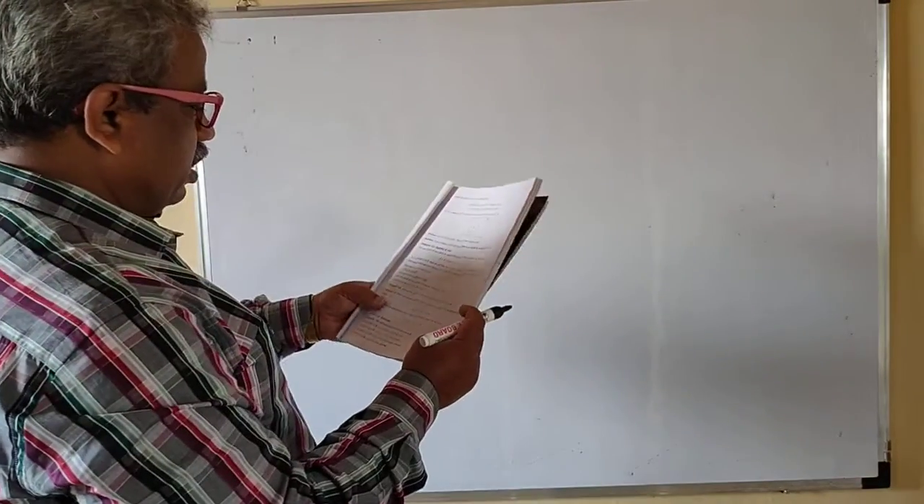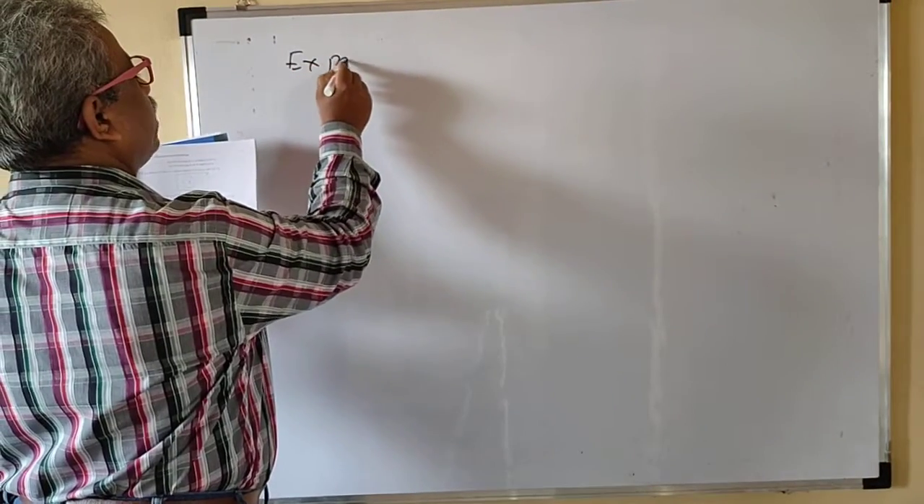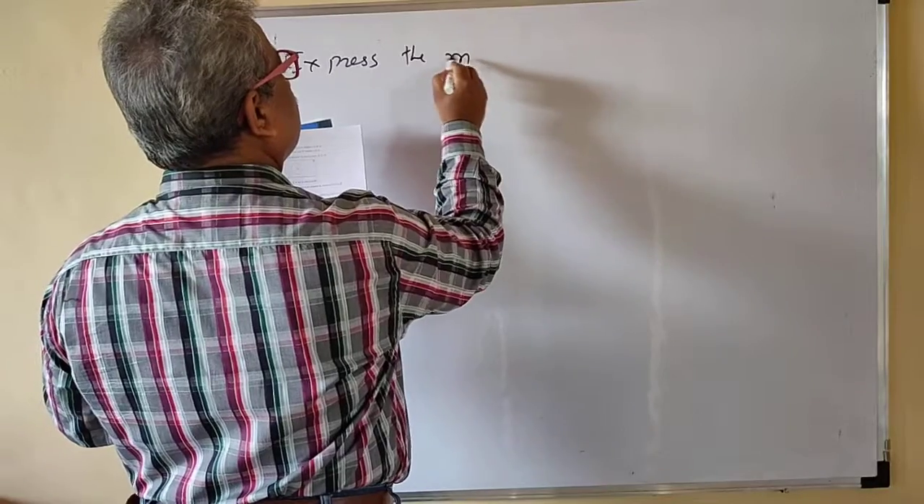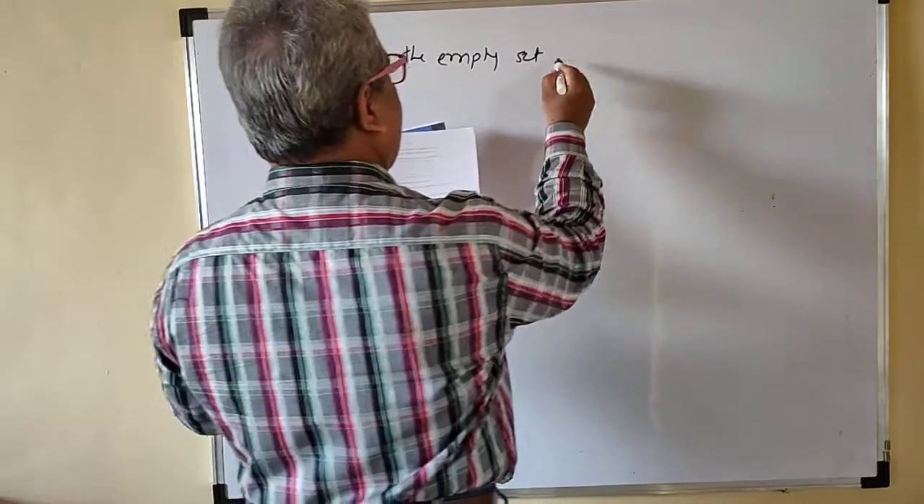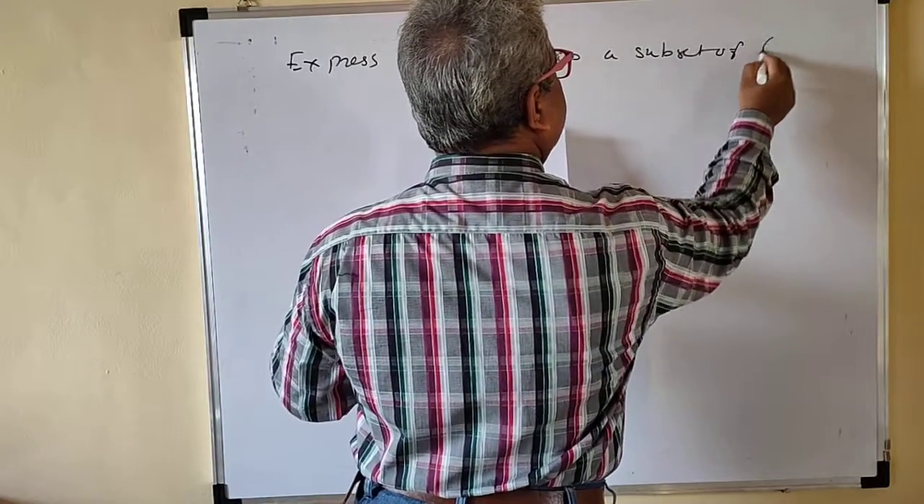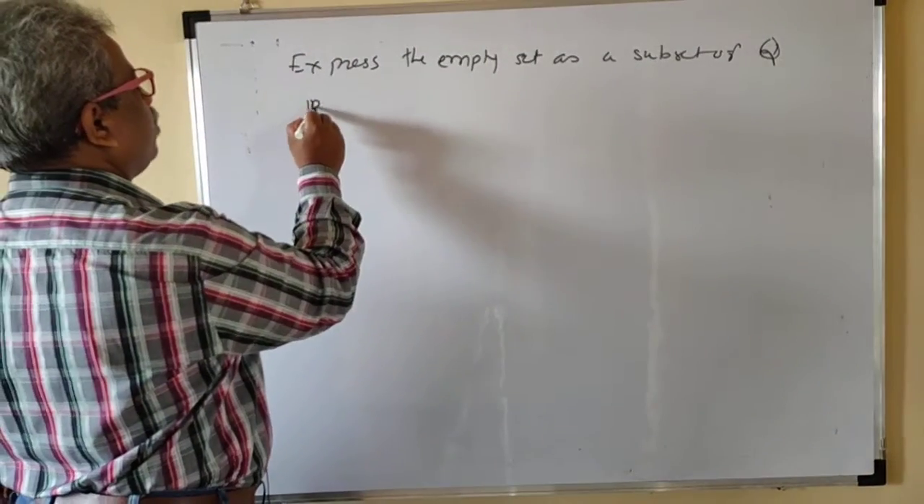So let us take the next example. Express the empty set as a subset of Q, that is the set of the rational numbers, in two different ways.